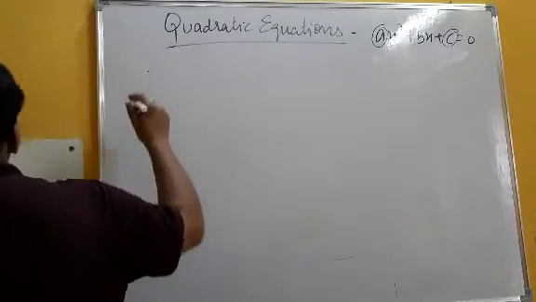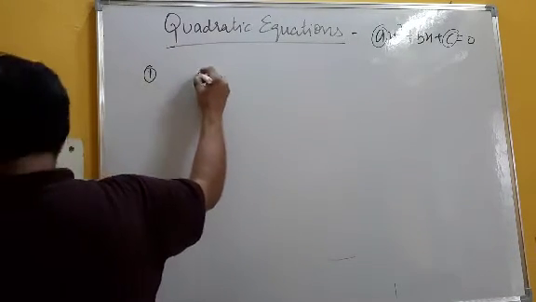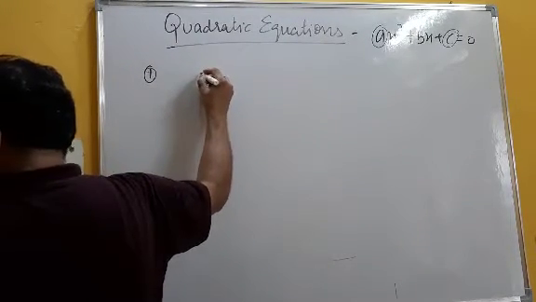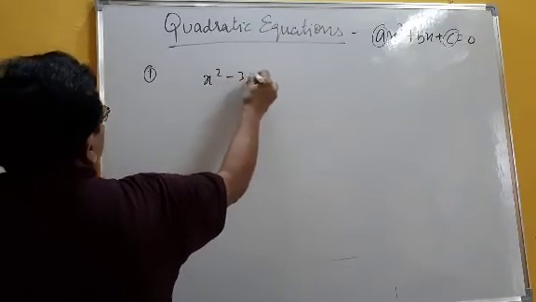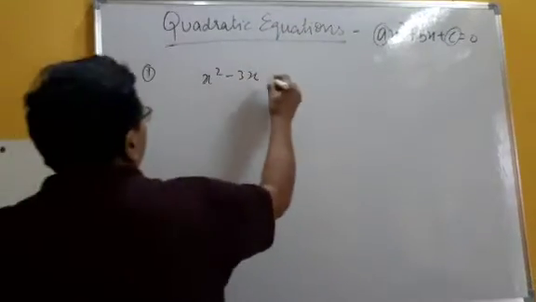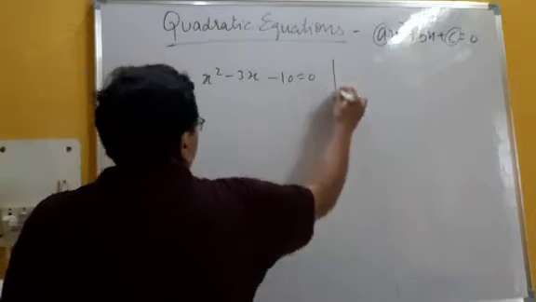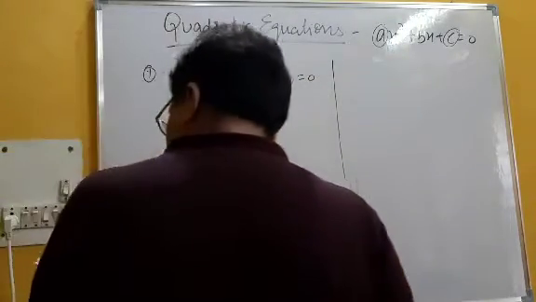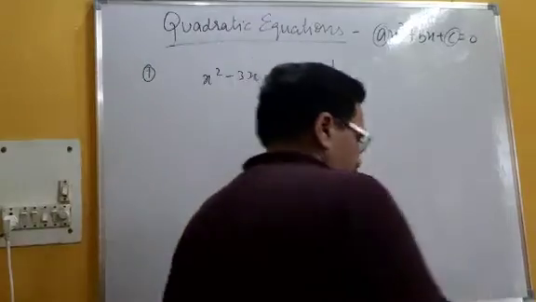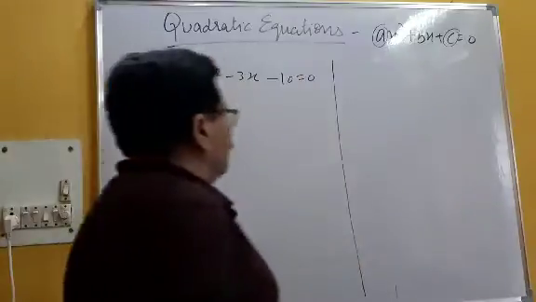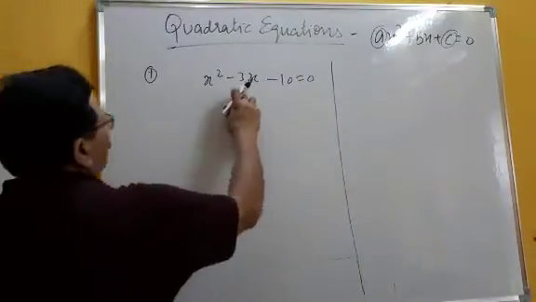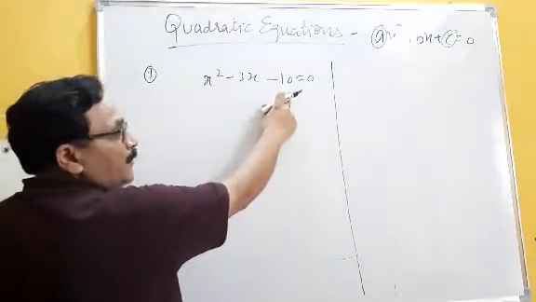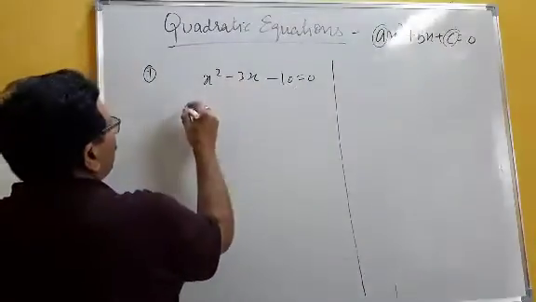So I am taking its first question. Find the roots of this quadratic: x square minus 3x minus 10 equals 0. Two at a time I am taking. Okay, first I will solve this. What I told, here is only minus 3. So 10 factors will be 5 and 2, so 5 minus 2 is 3.